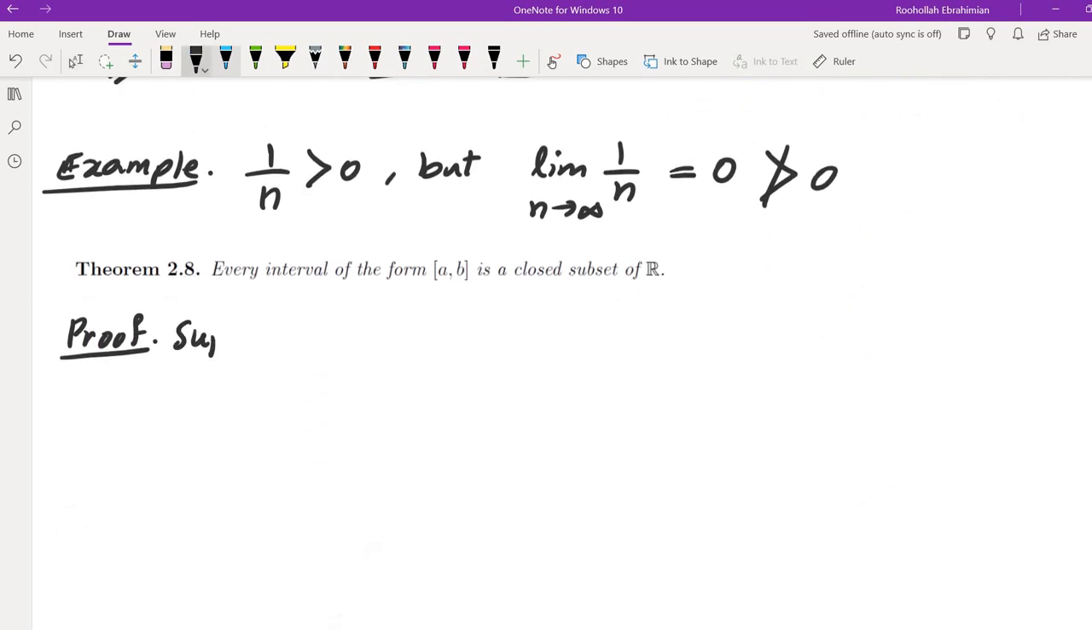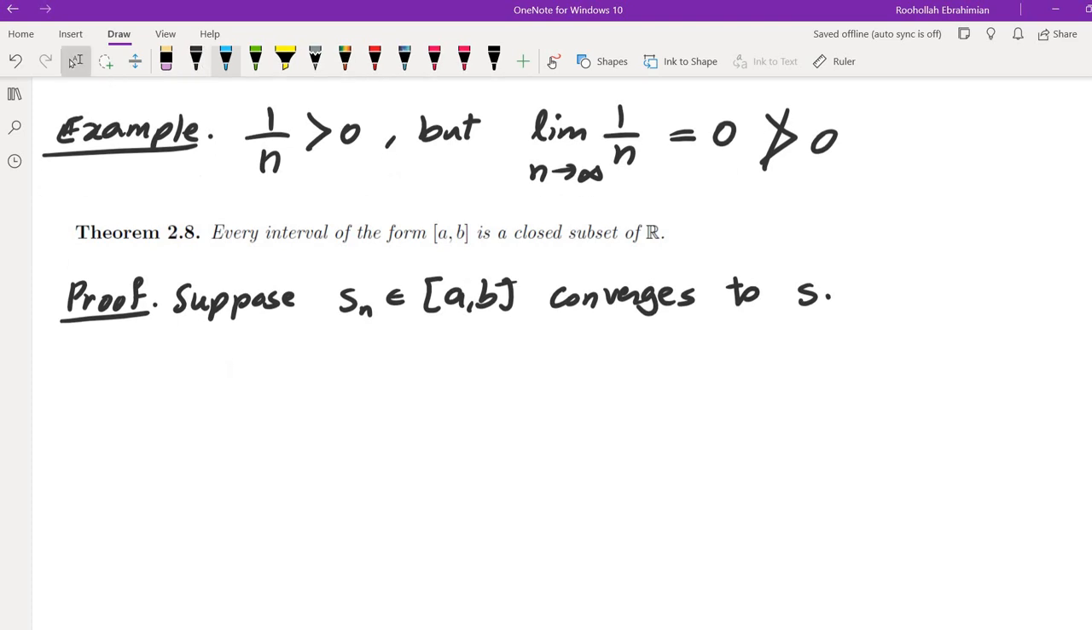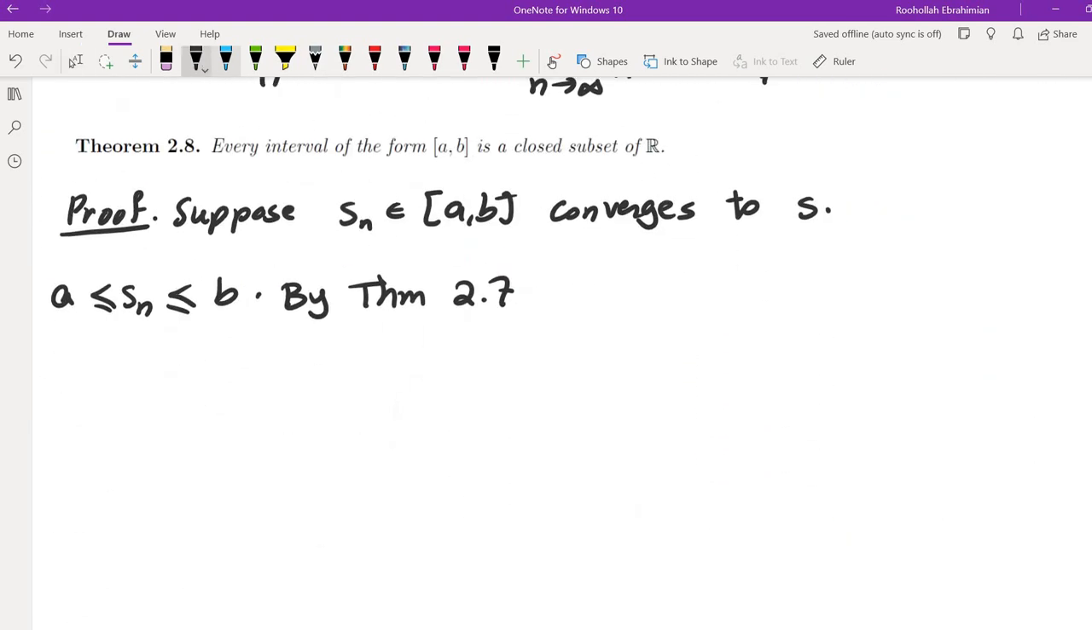So we're going to suppose s_n is in the set and converges to s. So s_n is less than or equal to b and greater than or equal to a. By the previous theorem, Theorem 2.7, the one that we just proved, the limit must be less than or equal to b and greater than or equal to a. So the limit must be in that range, and that means the limit is inside [a, b]. And that's exactly what it means for the closed interval [a, b] to be closed.